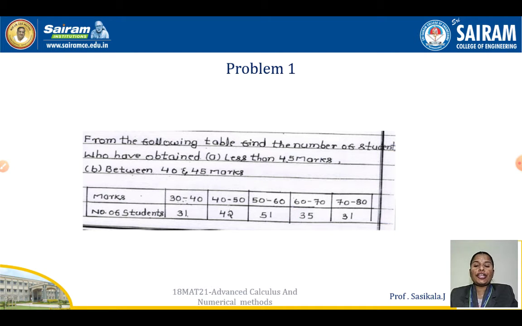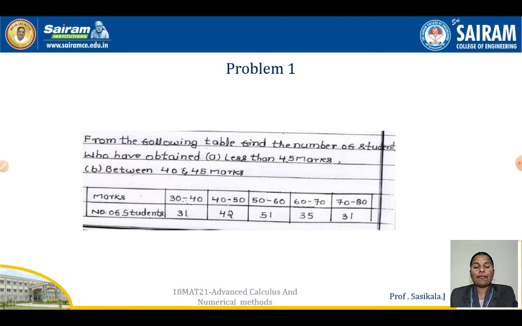From 30 to 40 marks, 31 students are there. But I can't use it like this in the interval type, so I have to make it a discrete series. That means I need the x values separately. First, we are going to split it into individual values, so some 40 marks, 50 marks students we are going to segregate. Then we can go with the question.